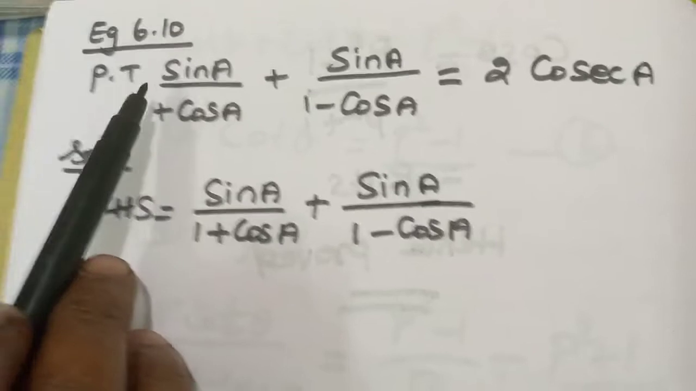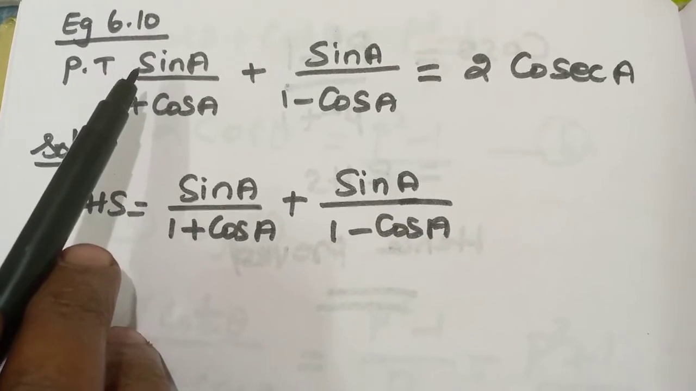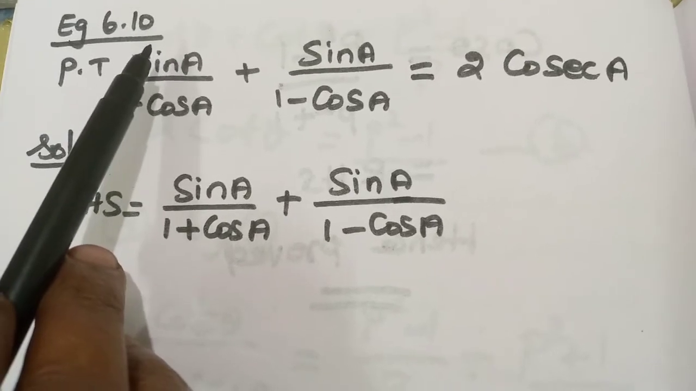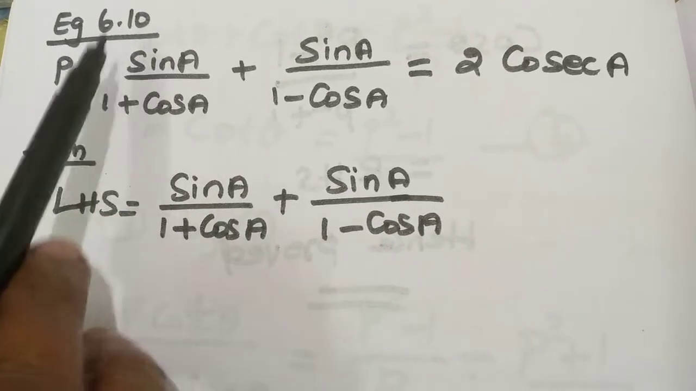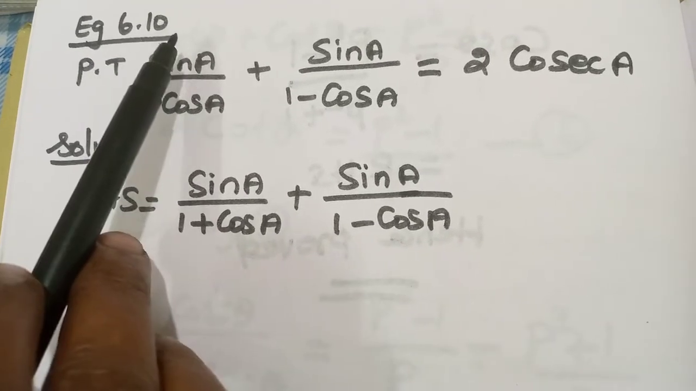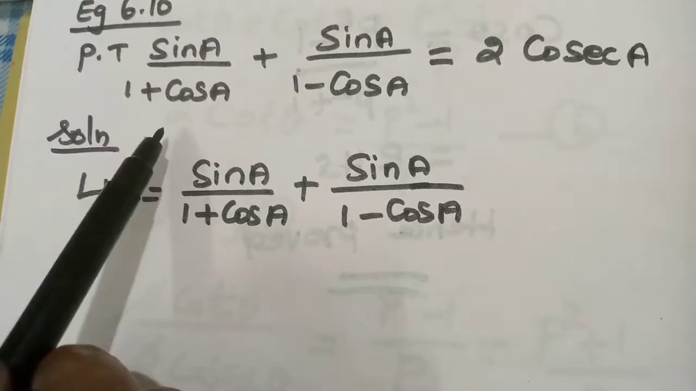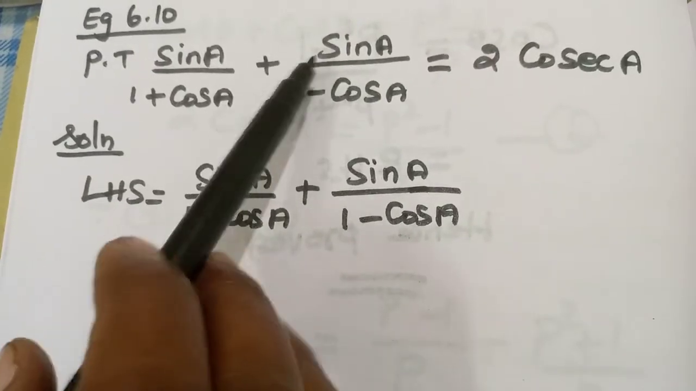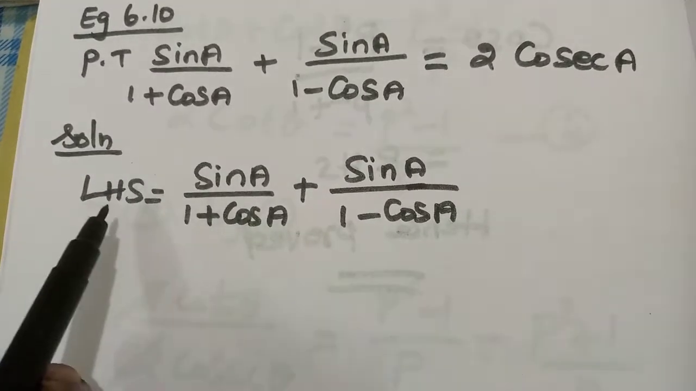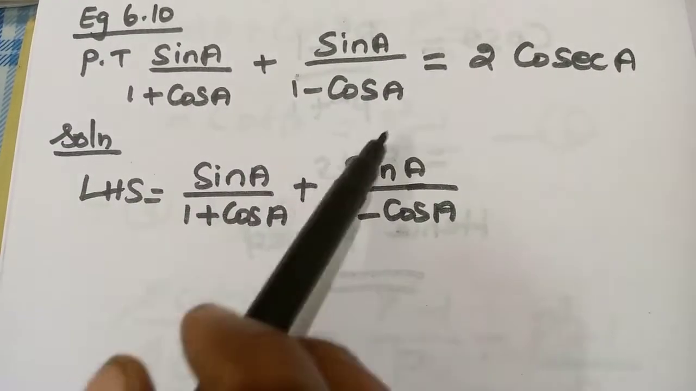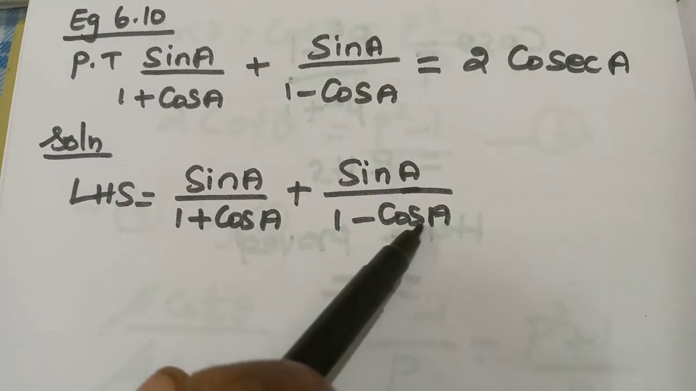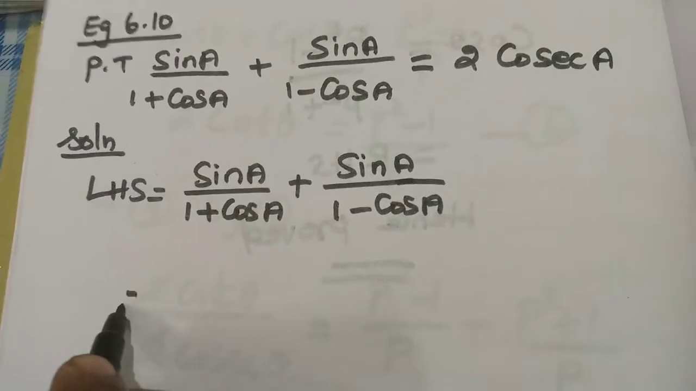Now let's write the example 6.10. Okay, unknowingly after example 6.9 I did 6.11. I left 6.10 unknowingly. Okay, let's do that. Write the question, example 6.10. Prove that sin A by 1 plus cos A plus sin A by 1 minus cos A equal to 2 cosecant A. So LHS, let's write sin A by 1 plus cos A plus sin A by 1 minus cos A. Here let's take the LCM.